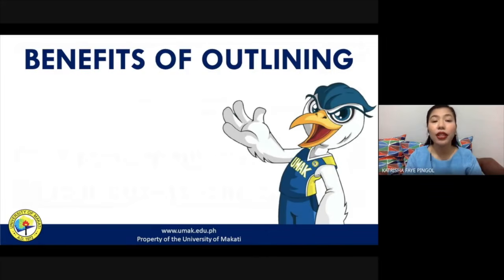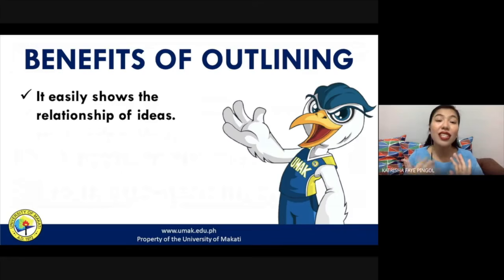Okay, now there are also different benefits to outlining. What are these? The first one is that it easily shows the relationship of ideas. Even without reading, take for example, I gave you an example of an outline. Okay, even without reading the information over there, you already know which is the main idea. You already know which are the supporting ideas just by looking at it. Okay, that is why it's very essential.